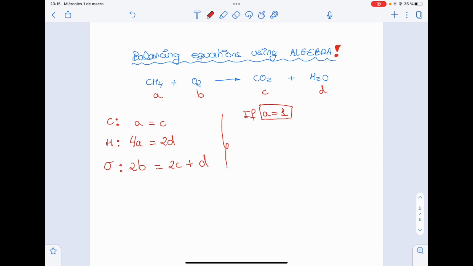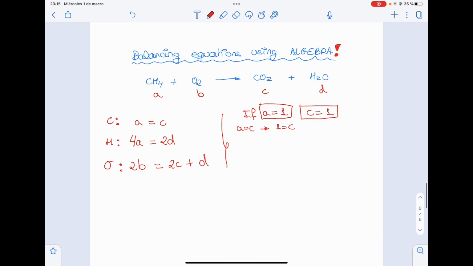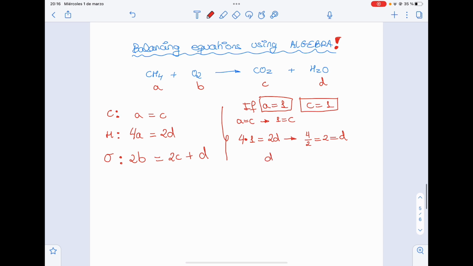So if A is 1 and we know that A is equal to C, this means that 1 is equal to C. So C is also going to be 1. Then I have another equation, which is 4A is equal to 2D. If A is 1, I put 4 times 1, which is equal to 2D. So here I have to discover how much D is. 4 divided by 2 is 2, so D is going to be 2.